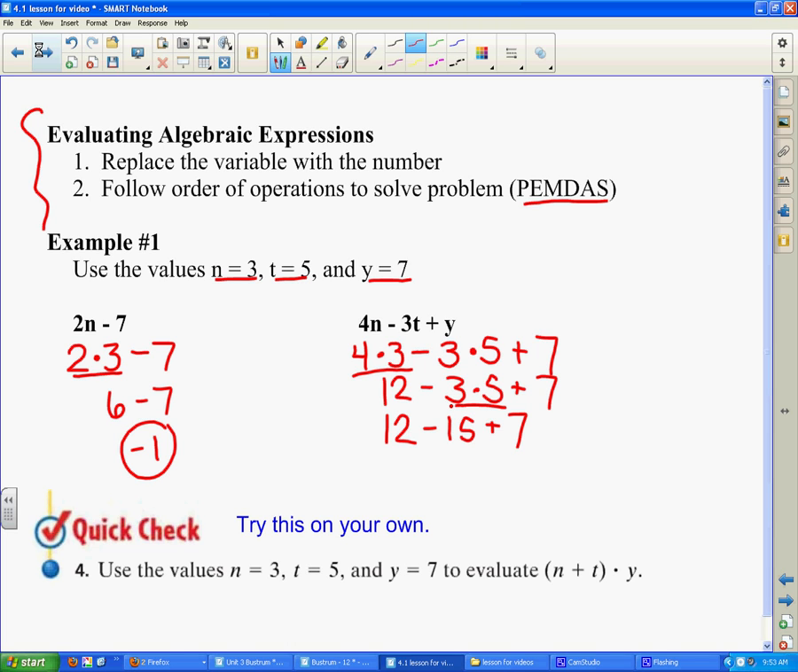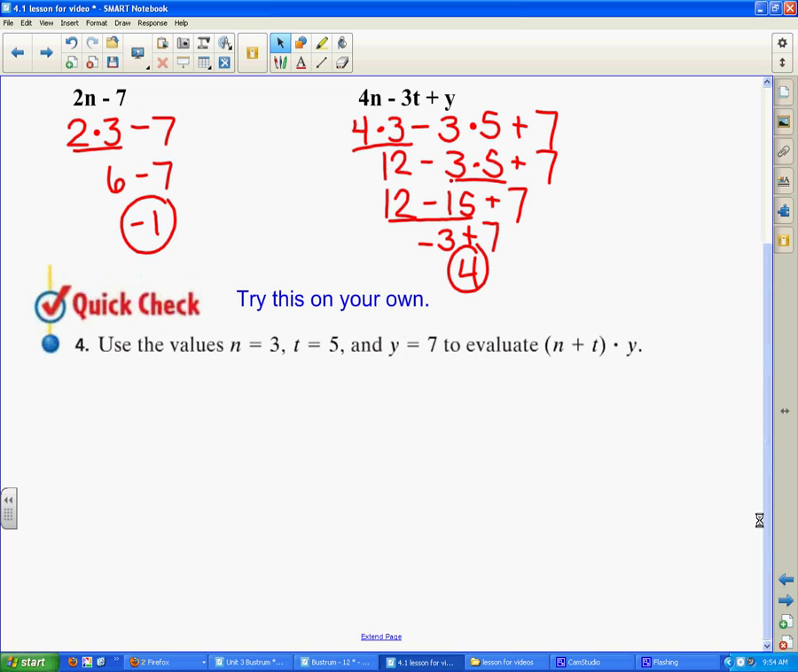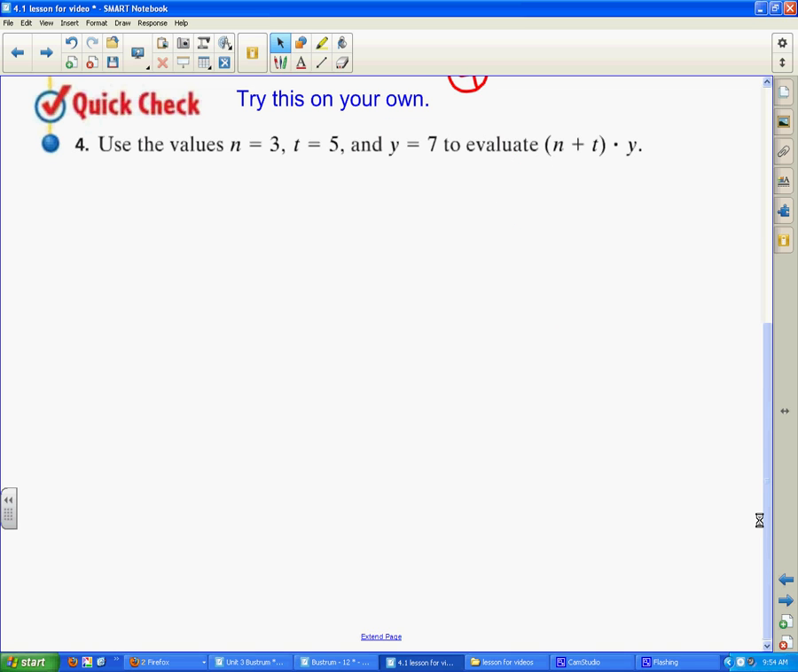And then we do addition or subtraction in order from left to right. So we do the subtraction first. 12 minus 15 is -3. And -3 plus 7 is 4. What I'd like you to do is pause the video and try this problem here on your own. When you're ready, come back and we'll go over it together.